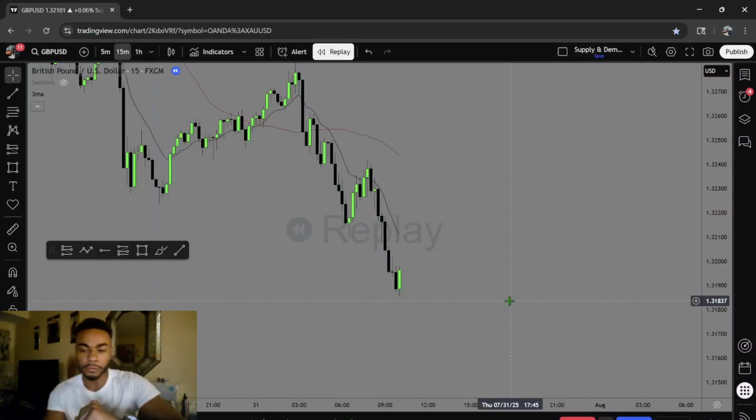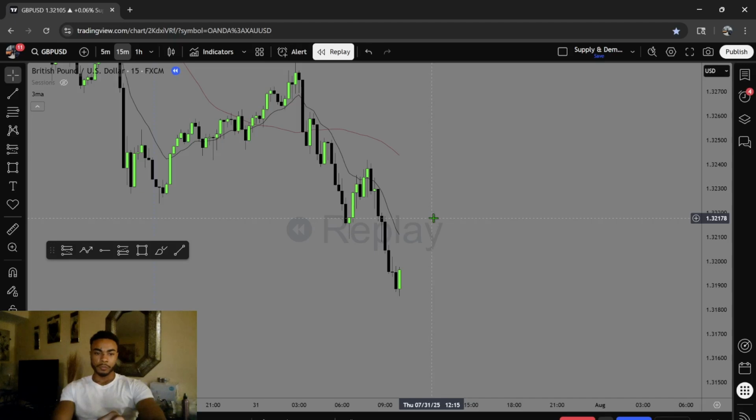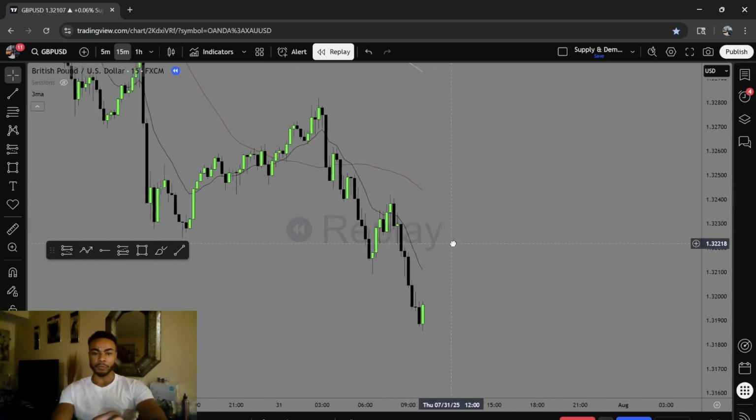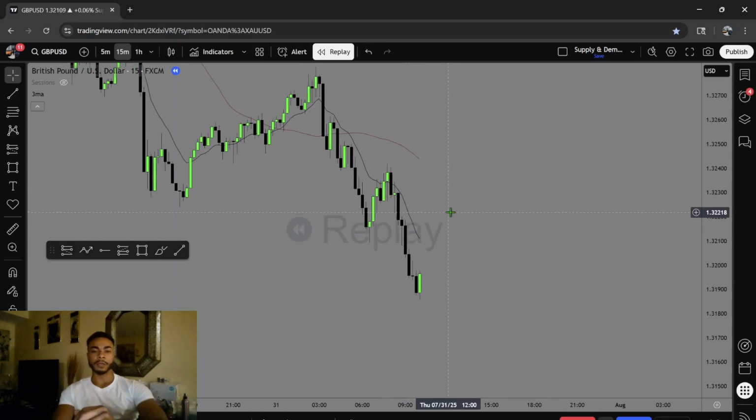Today is July 31st, 2025, and this is today's trade breakdown. During my overlap session, the time frame that I usually trade, I didn't see any trade setups with the usual pairs that I trade, which is gold and NASDAQ.